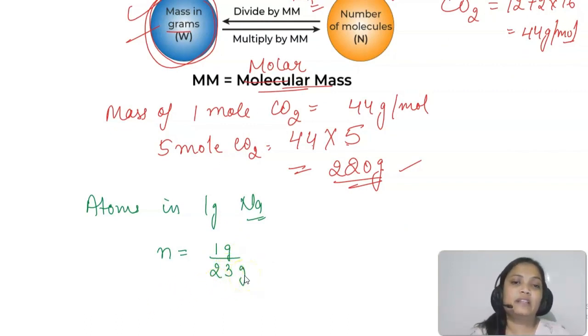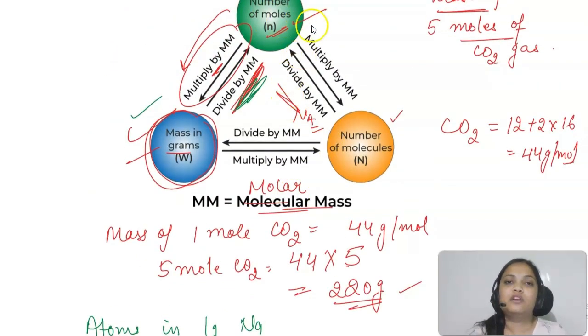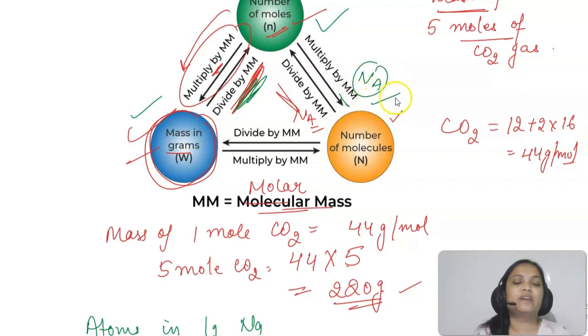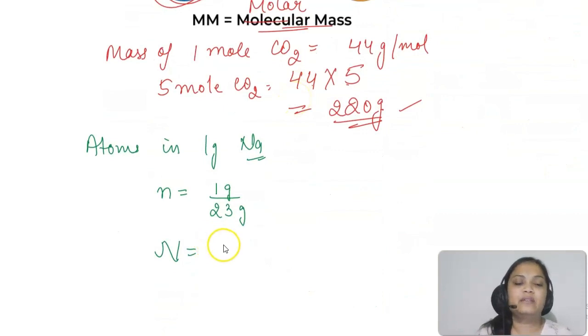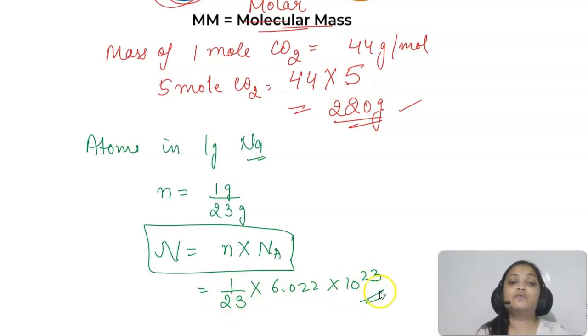Now I have to find the number of particles, or the atoms. So in this case it's atoms. Once I have got the number of moles, I will multiply it with the number of particles, because here the number of particles is Na in 1 mole. So instead of MM I write Na. Here you will get the number of moles multiplied by the Avogadro's number, means 1 upon 23 into 6.022 into 10 to the power 23. This much atoms would be there in 1 gram of sodium.